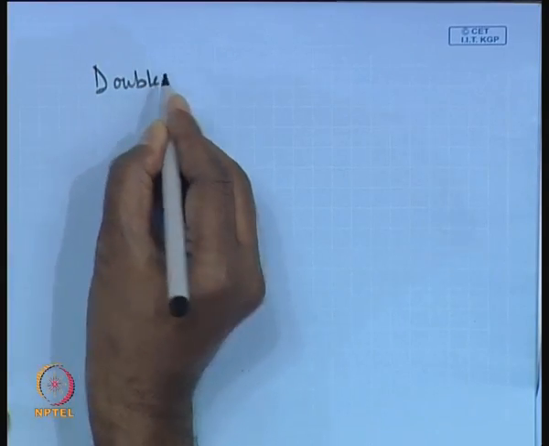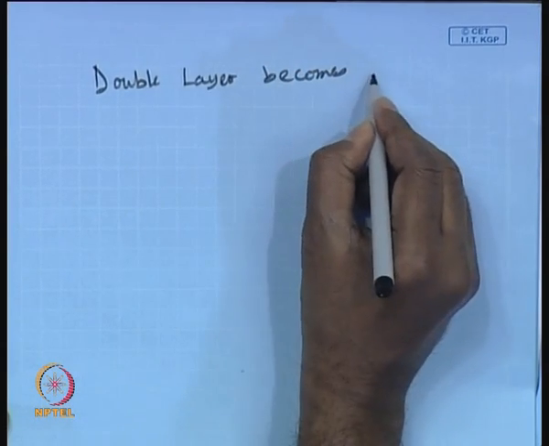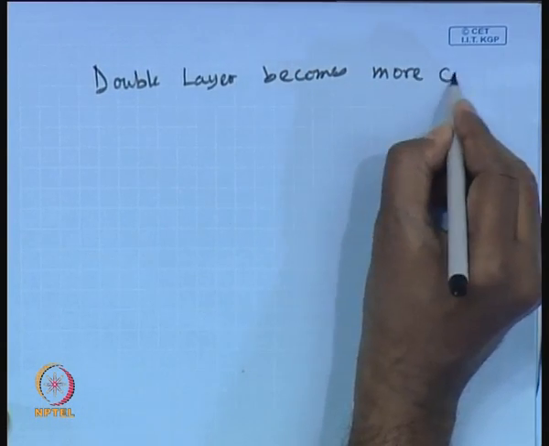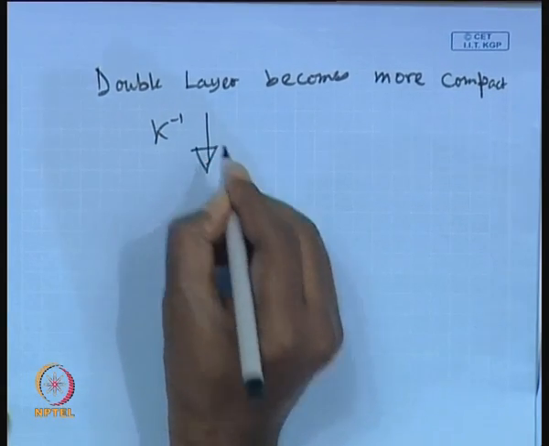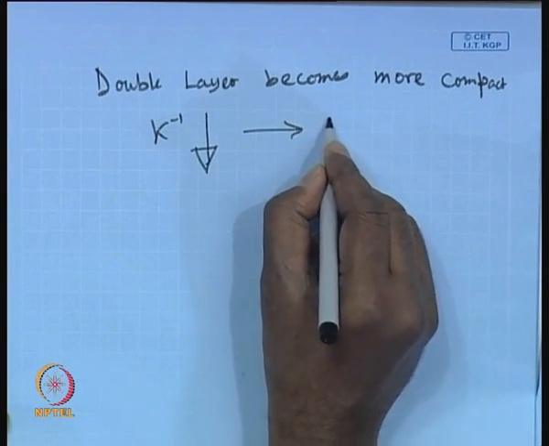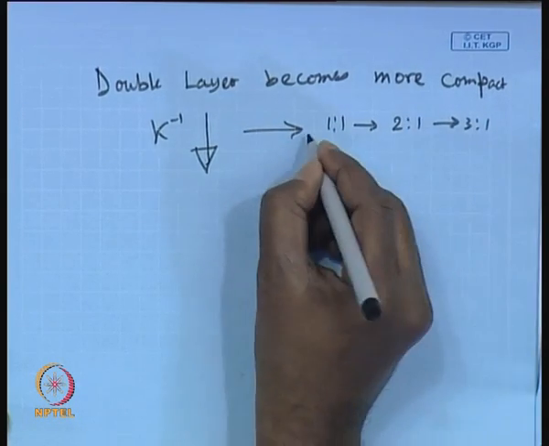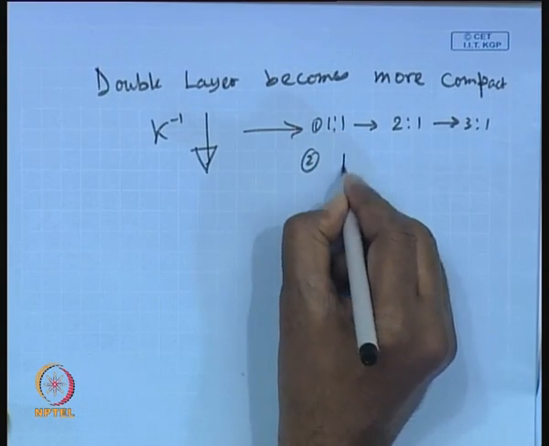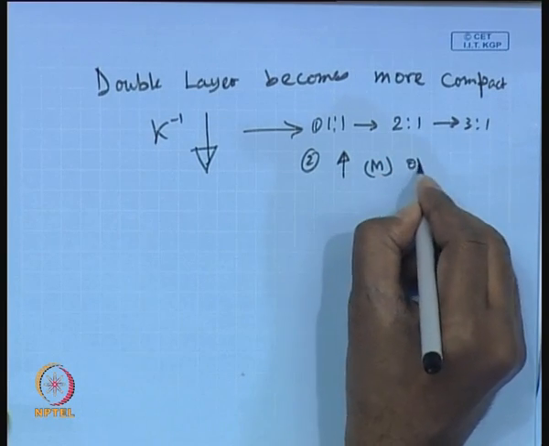So, the double layer becomes more and more compact, that means kappa inverse decreases under these two conditions. Number 1, if you go from 1:1 to 2:1 to 3:1 electrolyte. Number 2, if you increase the concentration, that means the molarity of the electrolyte.